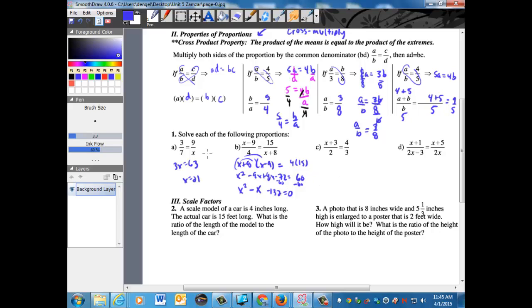And so we think about what multiplies to negative 132 and adds up to negative 1. That would be negative 12 and positive 11. So x minus 12 times x plus 11 is equal to 0. x equals 12. x equals negative 11.